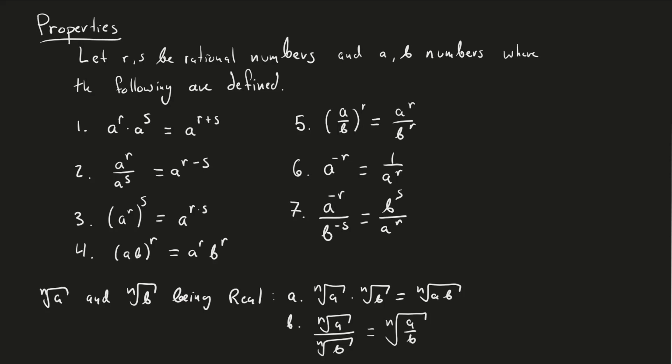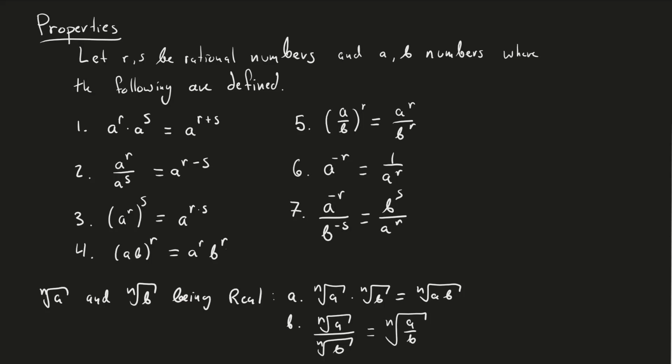So these just mirror the exact properties coming from integer exponents. If you have x squared times x cubed, that's x to the 5th, and x squared divided by x cubed is x to the negative 1. Same identical properties for all of these. So we have a to the r to the s is equal to a to the r times s. We have a times b to the r is equal to a to the r times b to the r. That's pretty nice.